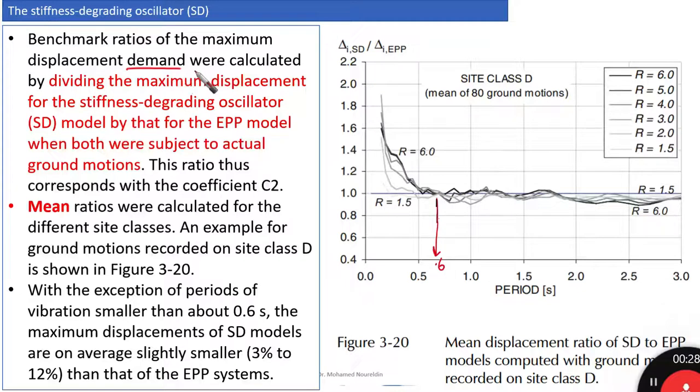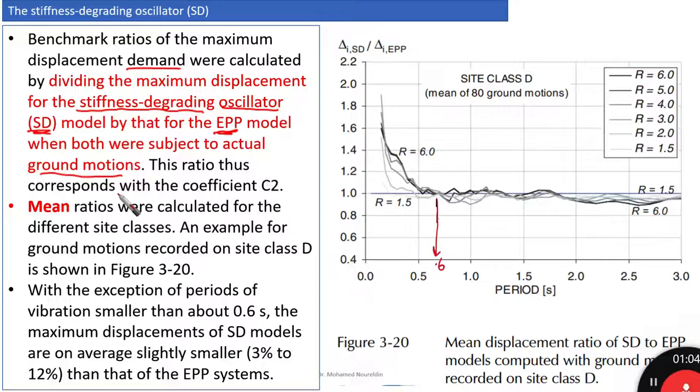as it has been calculated before by dividing the maximum displacement for the stiffness degrading oscillator, which means the single degree freedom system model, by that for the EPP. Of course, this is the stiffness degradation oscillator, or single degree freedom system, and this is the elastic perfectly plastic model, as we have explained them in the previous videos, when both were subjected to actual ground motions.